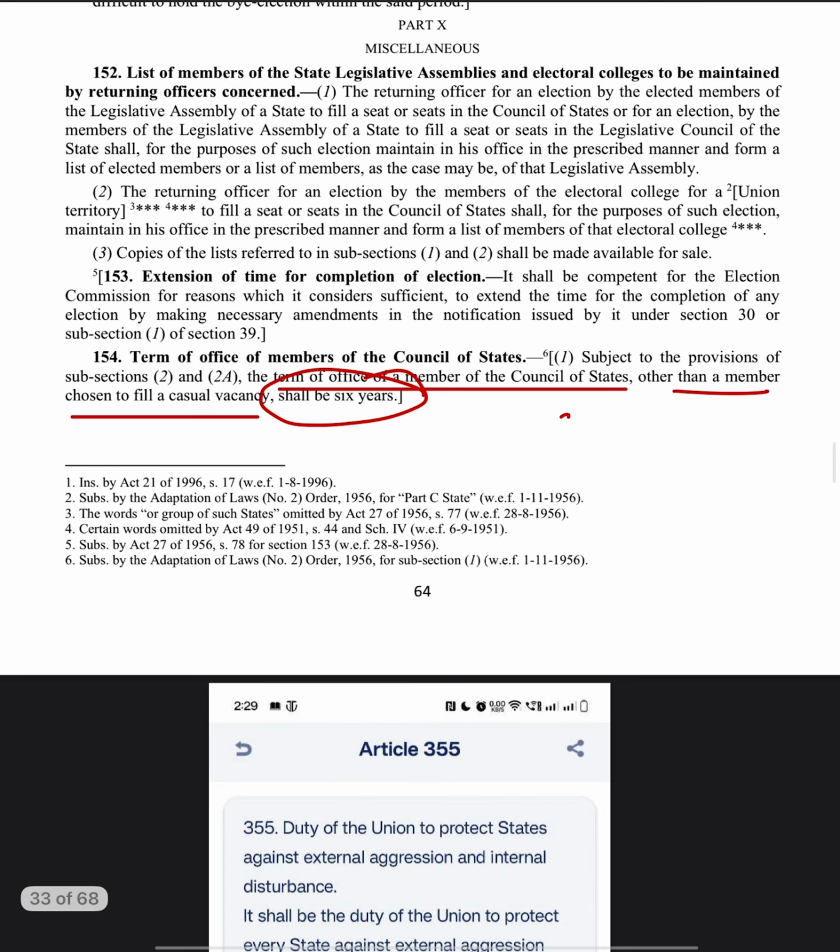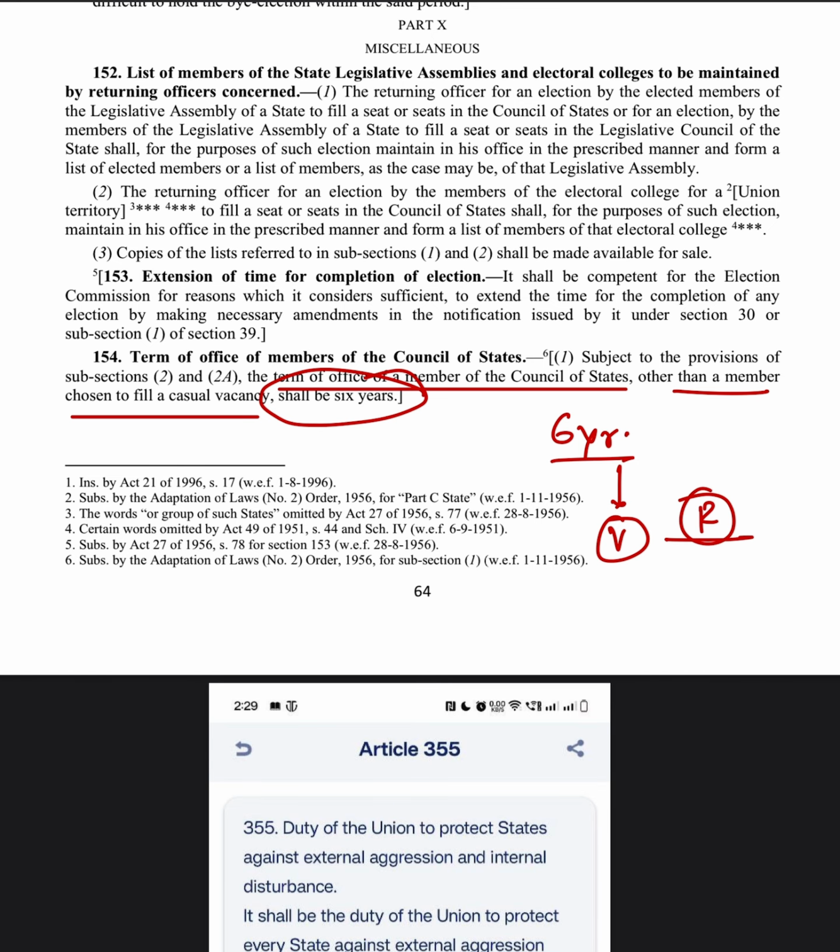Because if there is a 6 year tenure and in between if someone dies and a vacancy is created, this is a casual vacancy. So for that the member will remain in office for the remainder of the term, not for 6 months. Remember this also.